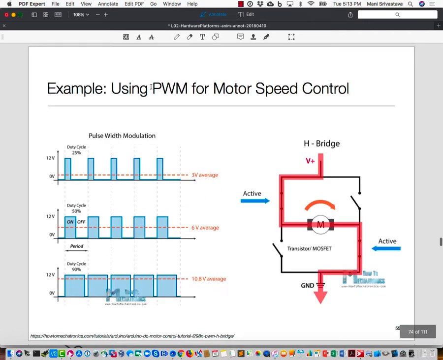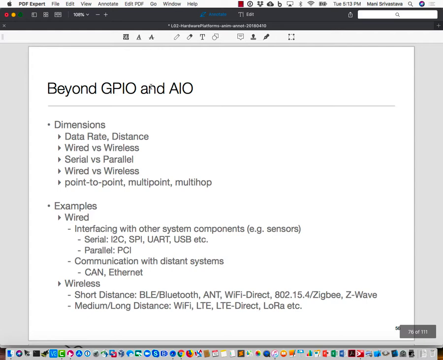Okay, so that was PWM. Let's do the following. Let's take a 5-minute break, and then I want to move to more specialized forms of I/O, how they are handled. So 5 minutes.